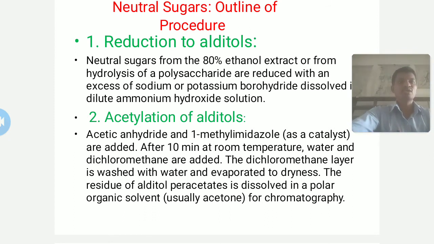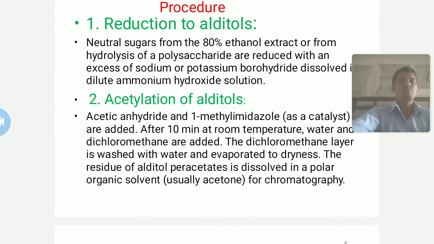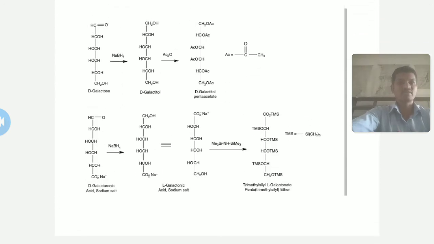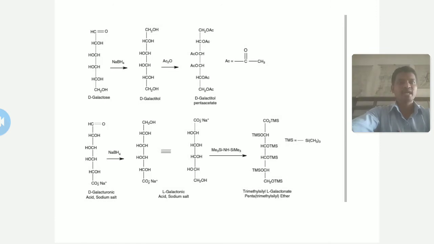The residue of alditol peracetates is dissolved in a polar organic solvent, generally acetone, for the chromatography. So for GC analysis, the residue obtained from this acetylation reaction is dissolved in acetone, and we know that the boiling point of acetone is 56 degrees Celsius, so it is easily converted into vapor form. The second reaction, acetylation of alditols, is shown here. This is the reduction, the first step, with NaBH4, and this is the second reaction.